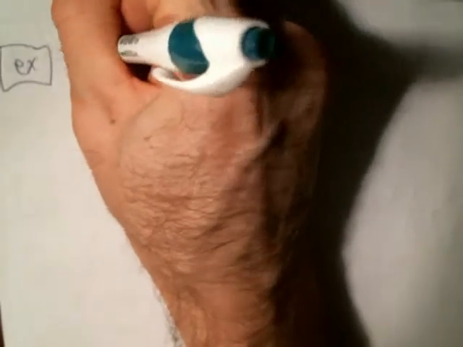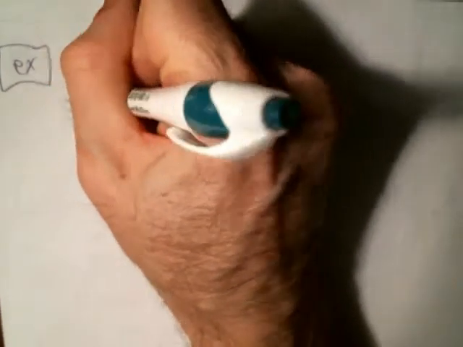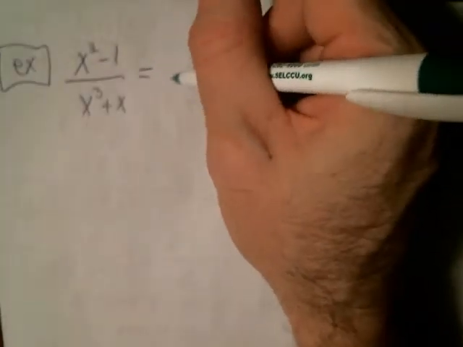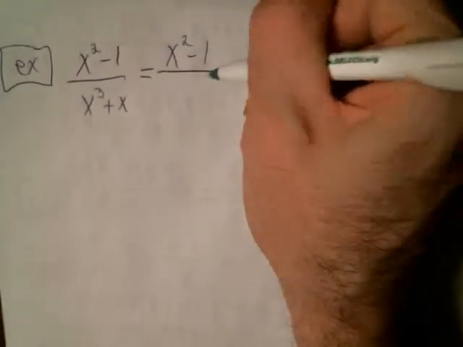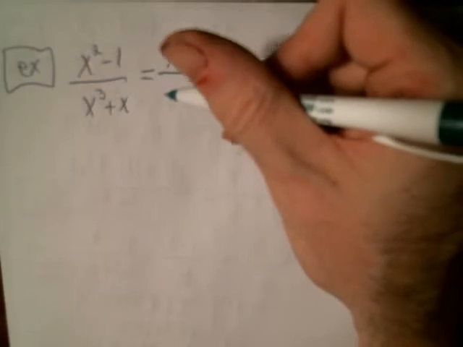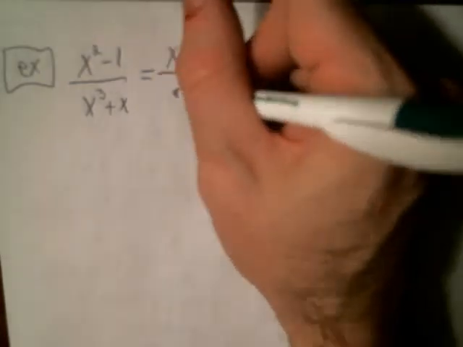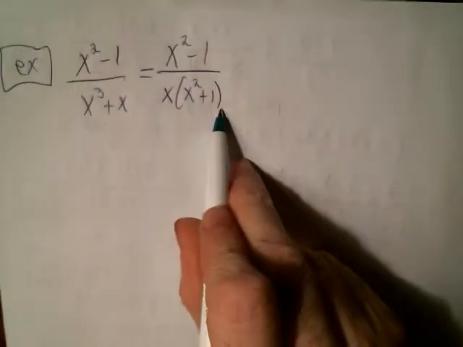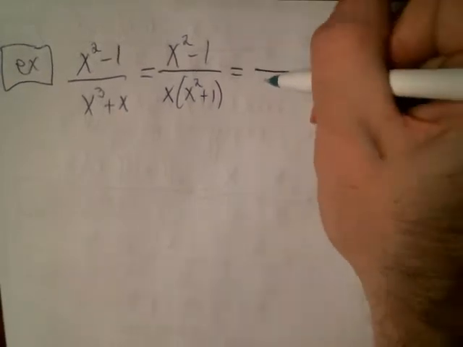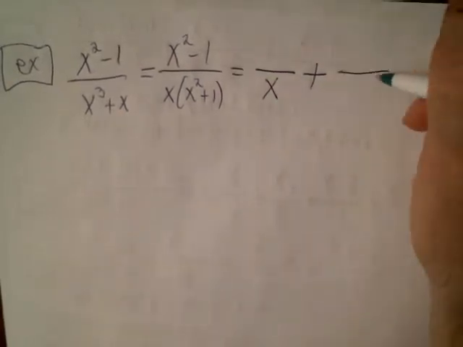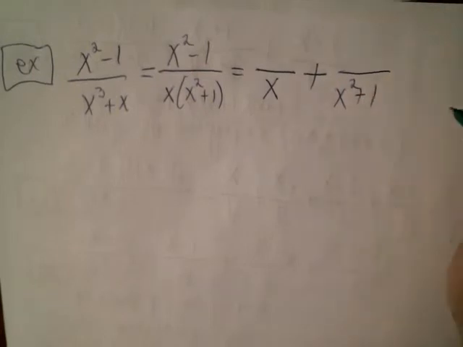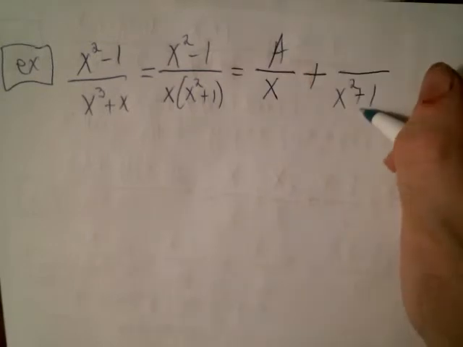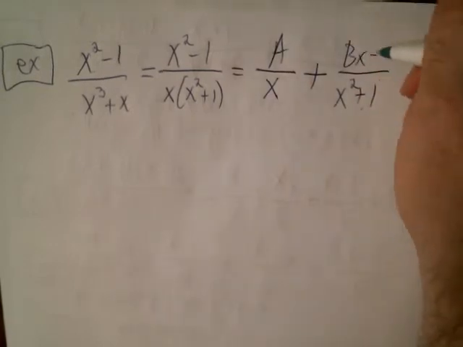I have x squared minus 1 all over x cubed plus x. So I need to factor the denominator. You can always factor into quadratics and linears. So if I factor out an x, I get x squared plus 1, and of course this is an irreducible quadratic. So I'll need one fraction for the x factor and one fraction for the x squared plus 1 factor. This is linear, non-repeated, so up top put a. This is an irreducible quadratic, so you go bx plus c.